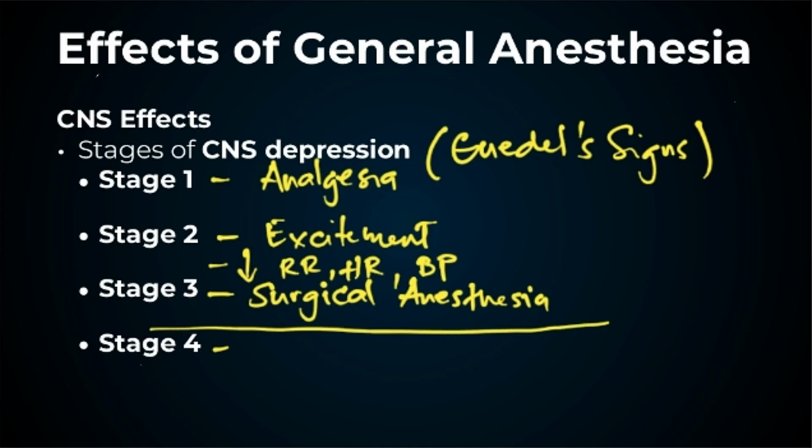You do not want the patient to reach stage 4, which is the stage of medullary depression. You don't want the patient to reach this stage, because there is severe depression of the vasomotor center in the medulla and the respiratory center in the brainstem. So the patient's circulatory and respiratory systems fail. Without circulatory and respiratory support, the patient is going to die. So you do not want to reach this stage of anesthesia.